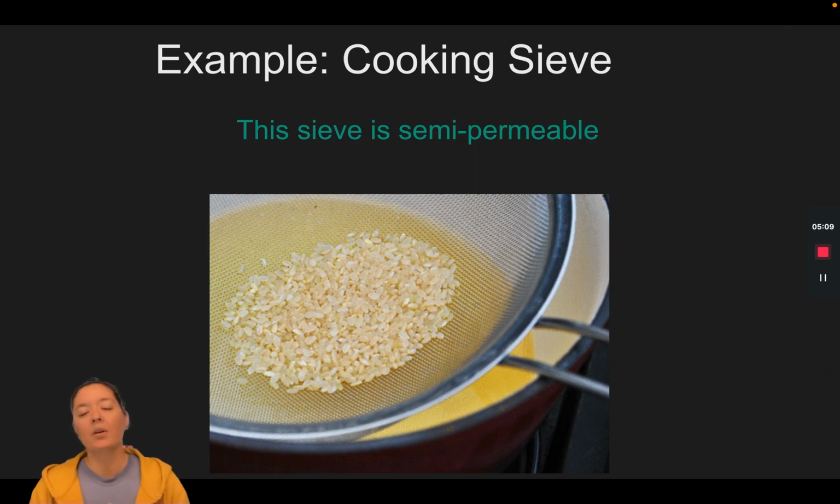A great example of a semi-permeable object is something we all have in our kitchens. That is a sieve, or a strainer, a colander. It has lots of words. But some things can pass through, in this case, liquids, and some things cannot pass through. And in this example, that's rice. So it's semi-permeable. Some things can get through, but not all of the things.